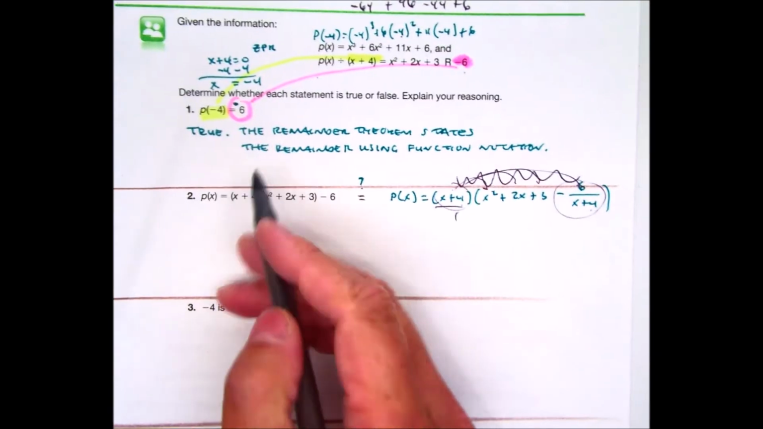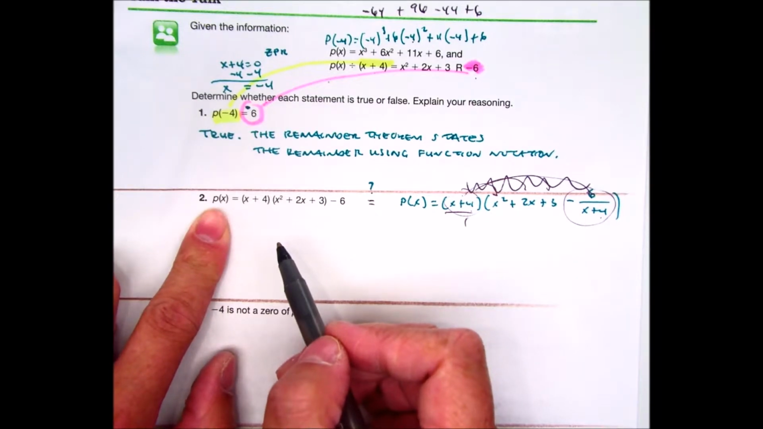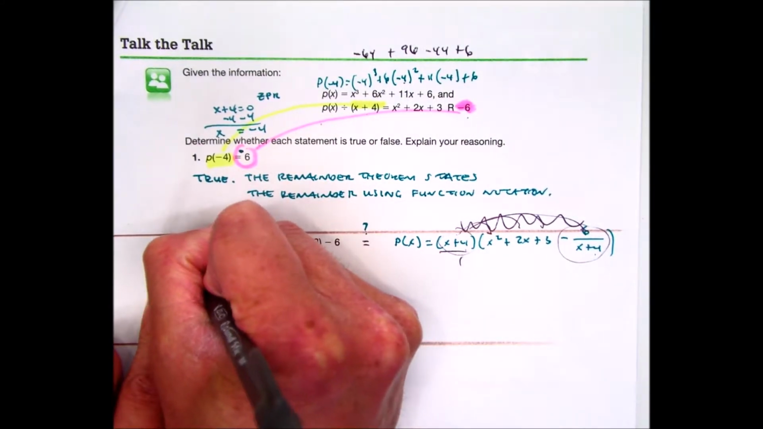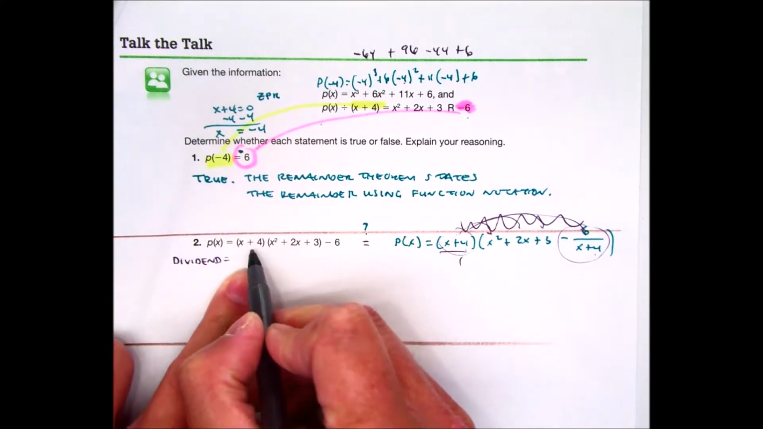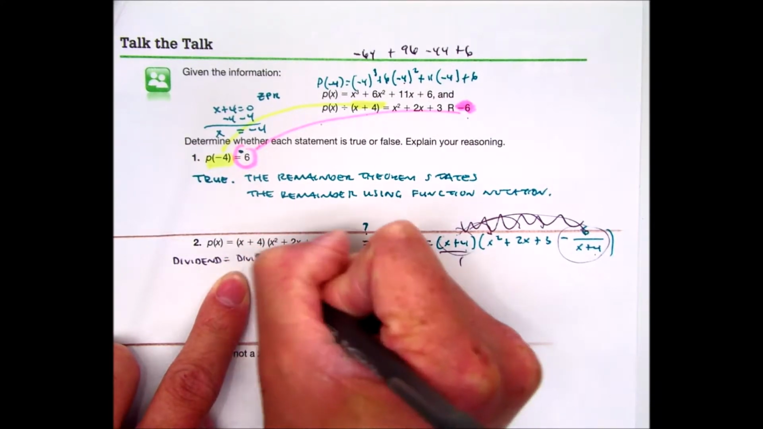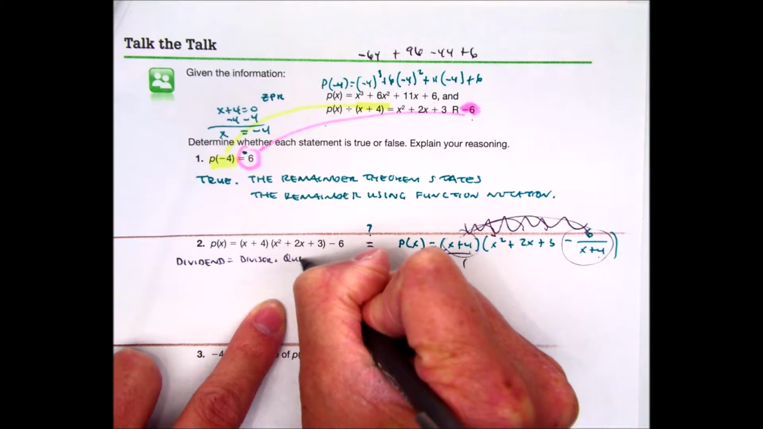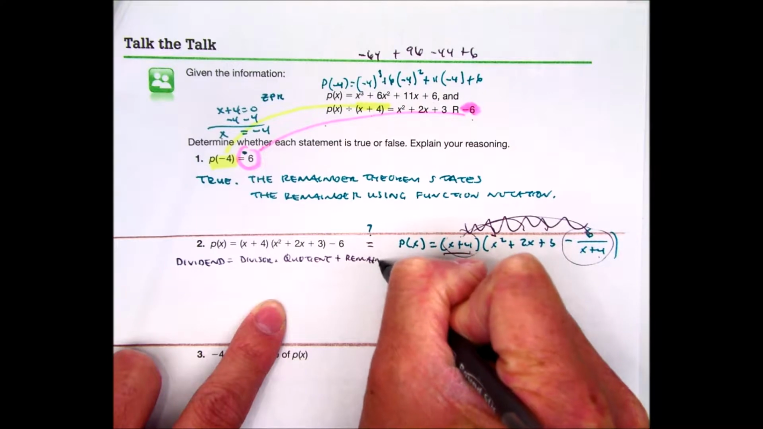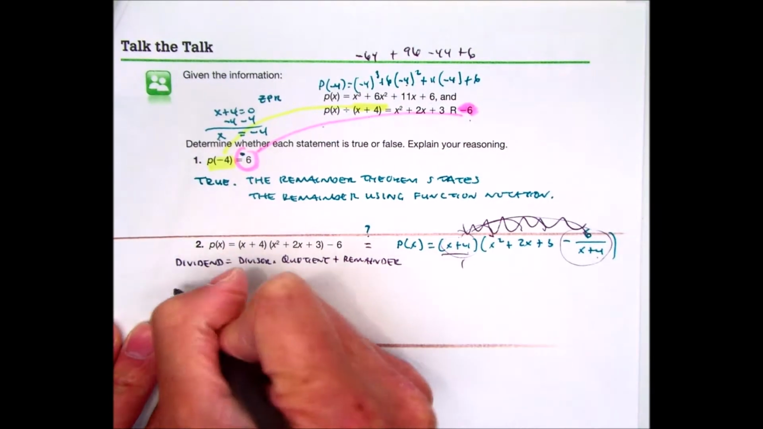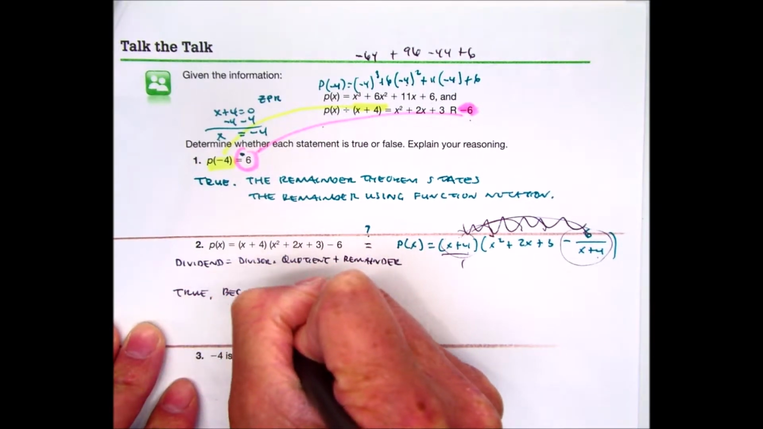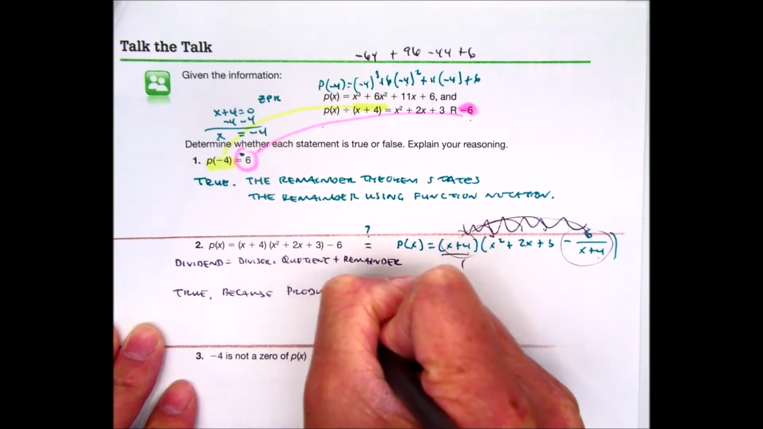What does that mean? P of x, dividend, divisor, quotient, what is it? It's our dividend. Equal to, what's this? Divisor times the quotient, plus the remainder. So the answer for this one is true, because the product works.